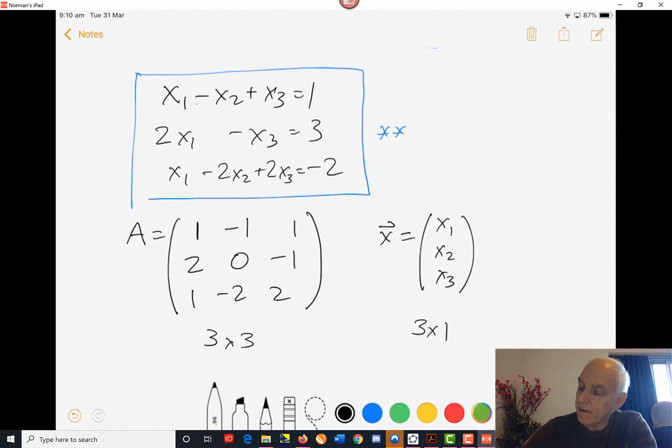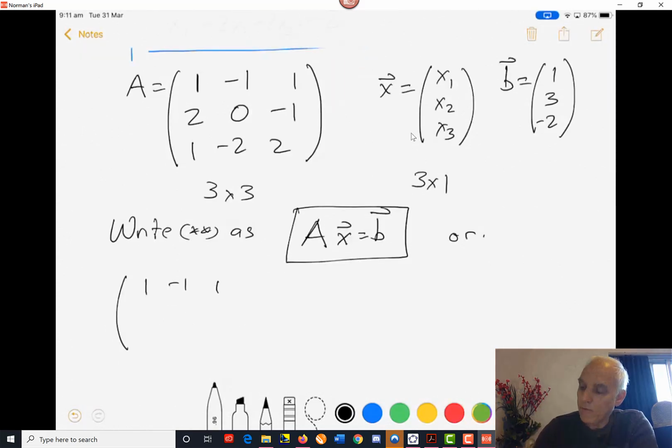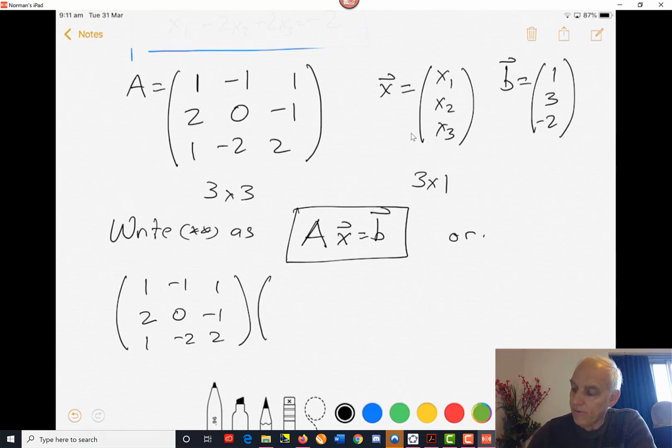So now we want to rewrite the original system as an expression or an equation involving these three objects. Okay, so we're going to write star now as the equation AX equals B. That's the short form involving these short forms. The matrix A is 1 minus 1, 1, then 2, 0, minus 1, 1 minus 2, 2. The vector x is x1, x2, x3. And the right-hand side is the vector b, which is the vector 1, 3, minus 2.